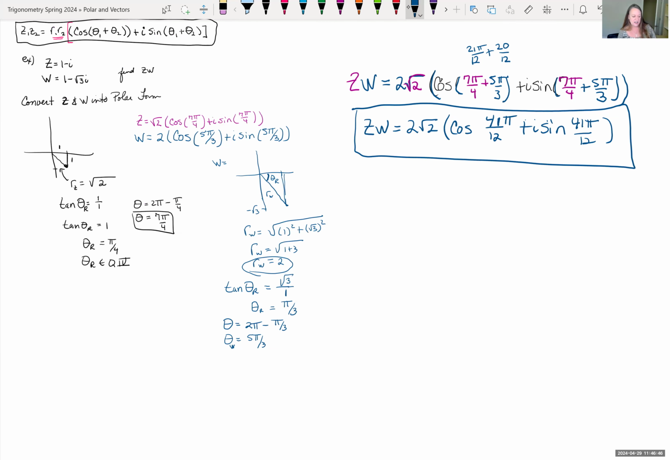In the next class period, we can look at another example of this, but we'll also look at dividing two complex numbers in polar form. We'll look at De Moivre's theorem, which is raising a complex number to an exponent, and look at examples of that. But that is pretty much all that we have time for today. So let's stop there.